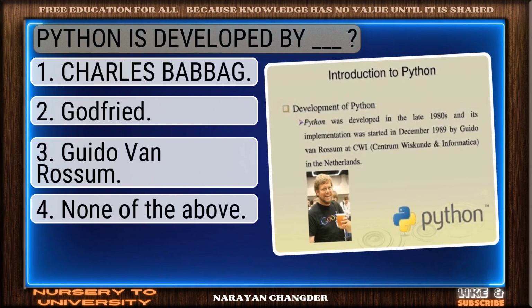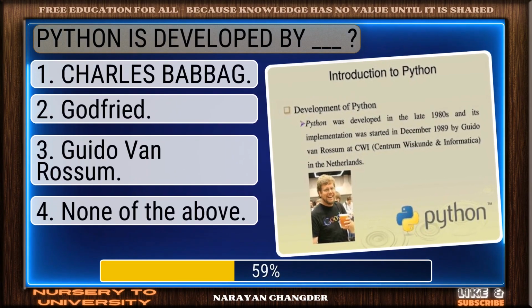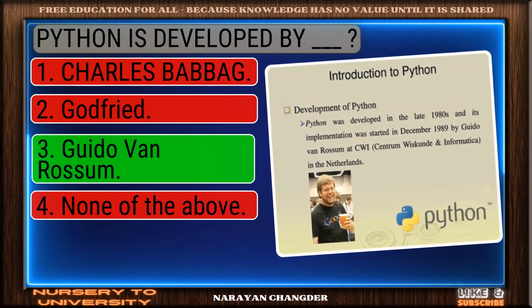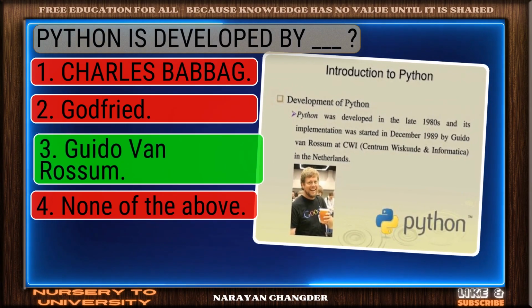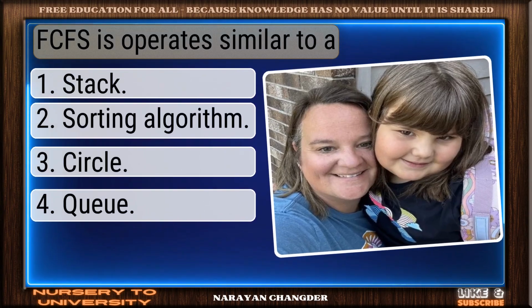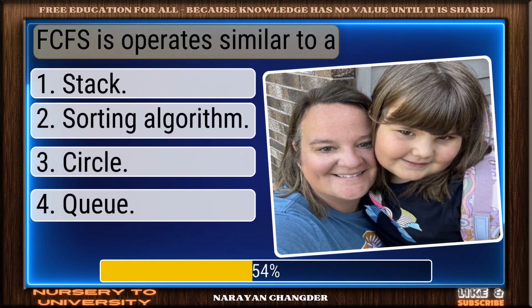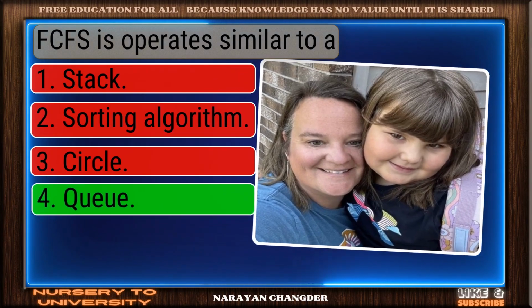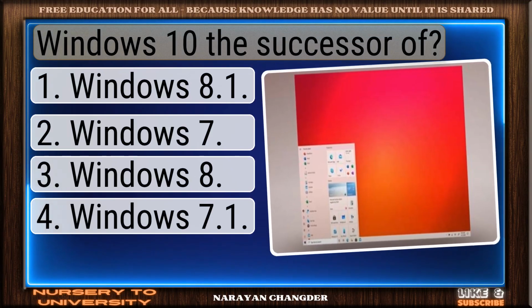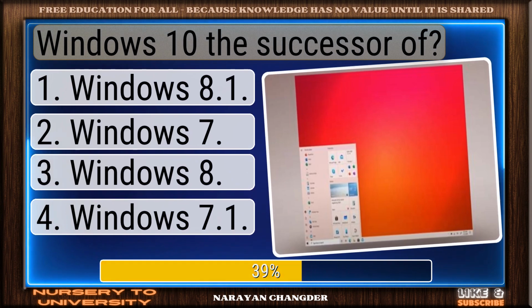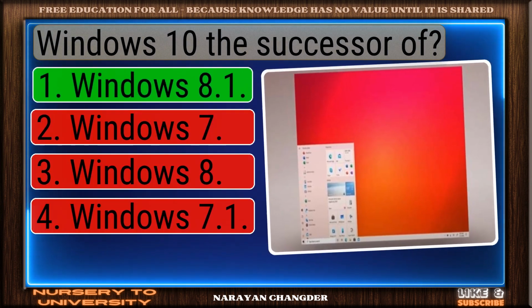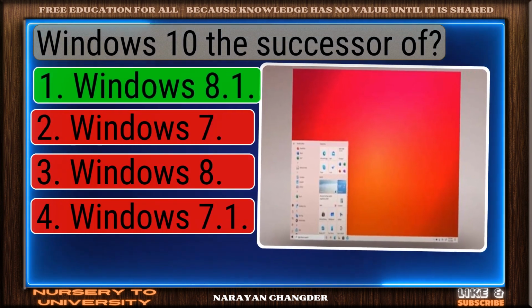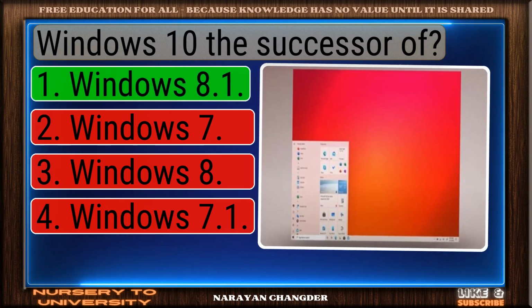Python is developed by Dash. Well picked. Guido van Rossum is the correct answer. FCFS operates similar to a. Exactly. Queue makes sense and it is the right choice. Windows 10 the successor of. You chose Windows 8.1 and it is correct.